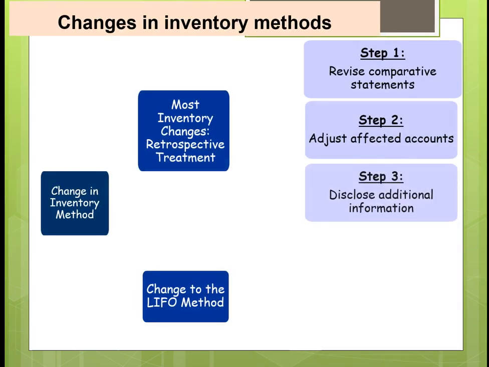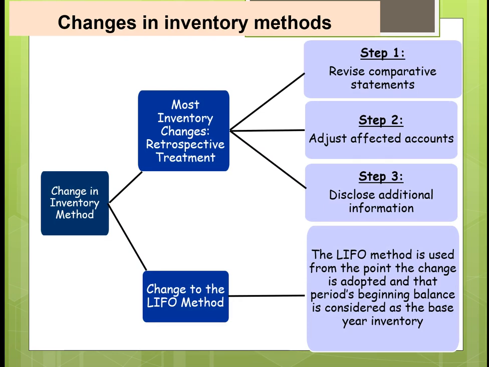Now, changes in inventory methods. When you change an inventory method, most changes are treated retrospectively, except if you change to LIFO. For other methods you would have to revise comparative statements. So if you show 3 years, you've got to show all 3 years based on the change. You've got to adjust the accounts, adjust beginning retained earnings, and you've got to have disclosure. However, if you change to LIFO, it's going to be a point in time, and of course you'd still have to put it in your notes, but you do not do it retroactively.